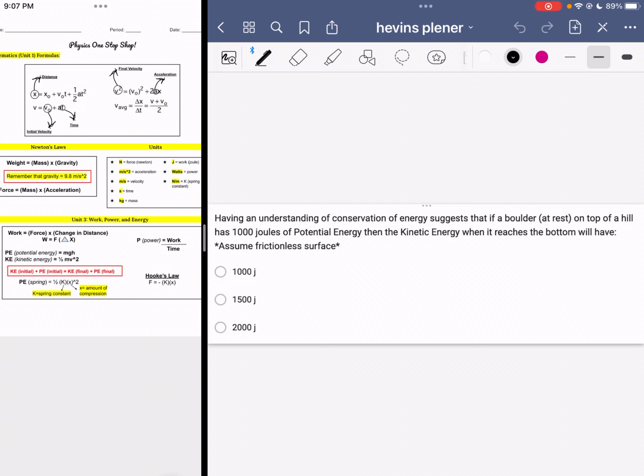Having an understanding of conservation of energy suggests that if a boulder at rest on top of a hill has 1,000 joules of potential energy, then the kinetic energy when it reaches the bottom will be blank. Assume a frictionless surface.